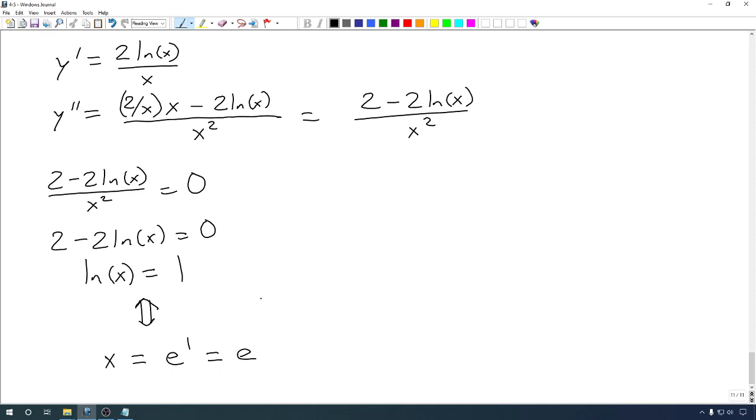We still need to take our test points, though. And because we know that e is about 2.7, we can go ahead and take 1 for one of our test points. 1 is a pretty easy number to plug in here, because when we plug 1 into the natural logarithm, we just get 0. And then, of course, we just have 1 on the bottom. So we end up with a positive 2.